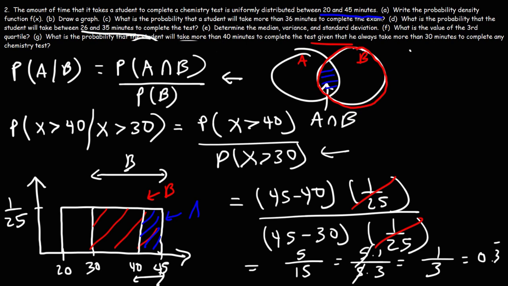So the probability that the student will take more than 40 minutes to complete the test, given that he always takes more than 30 minutes to complete any test, that answer, which I'm going to write here, is, let's multiply this by 100, so that's going to be 33.3%, with the 3 repeating.